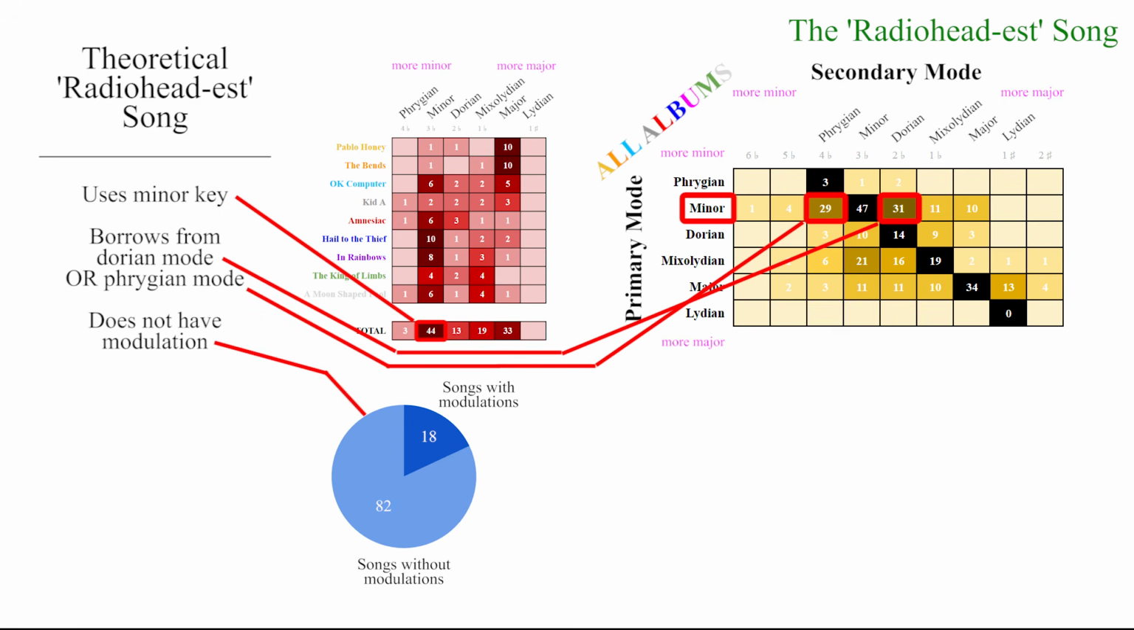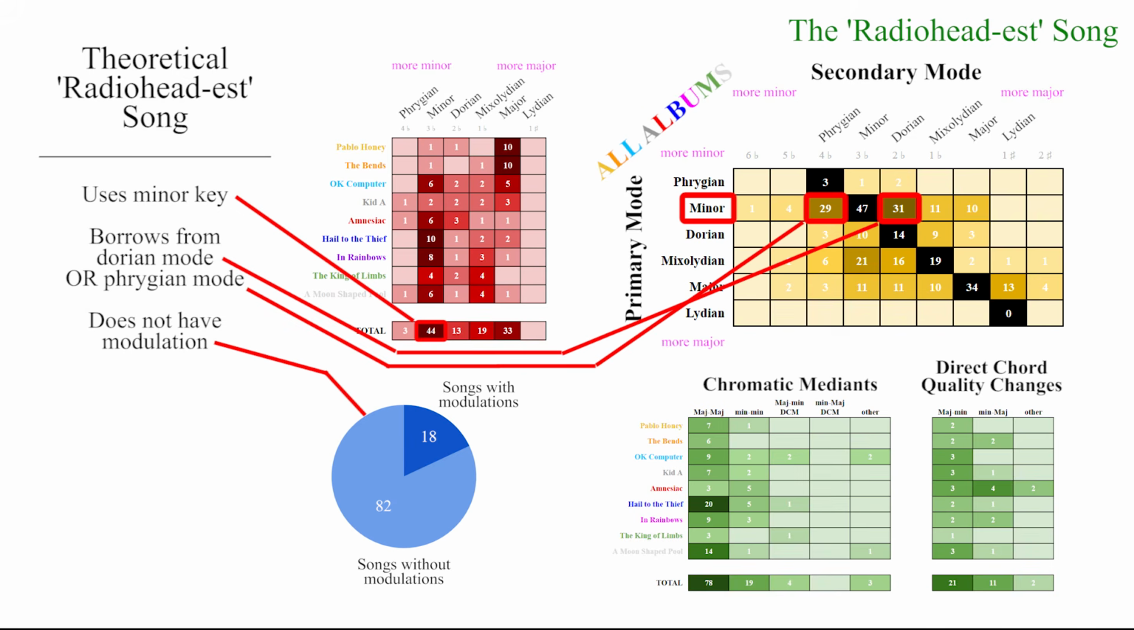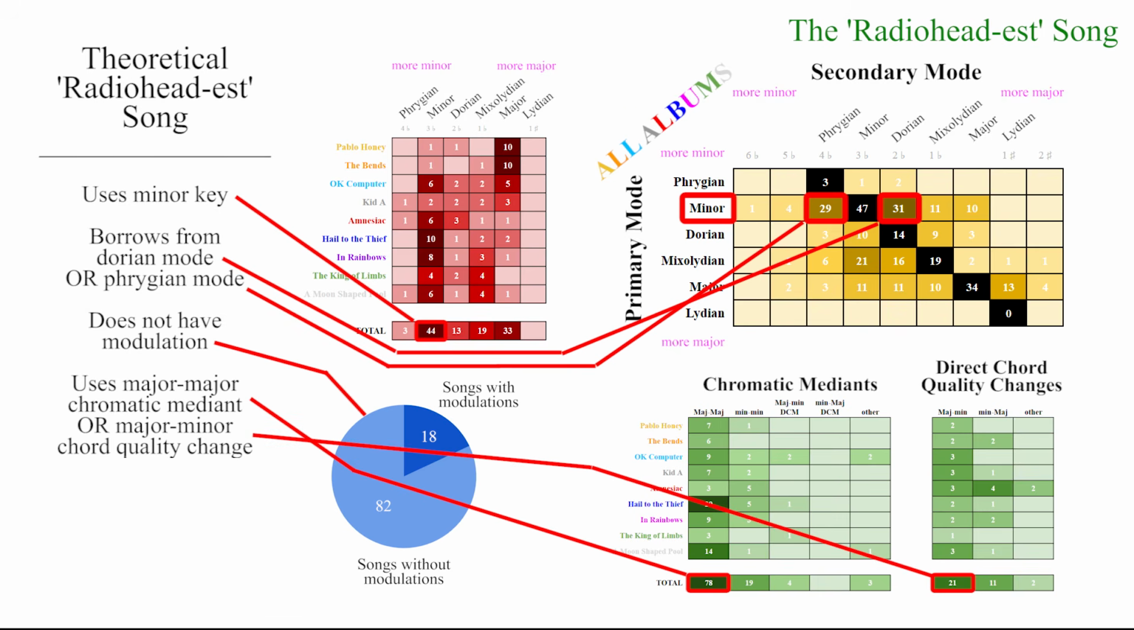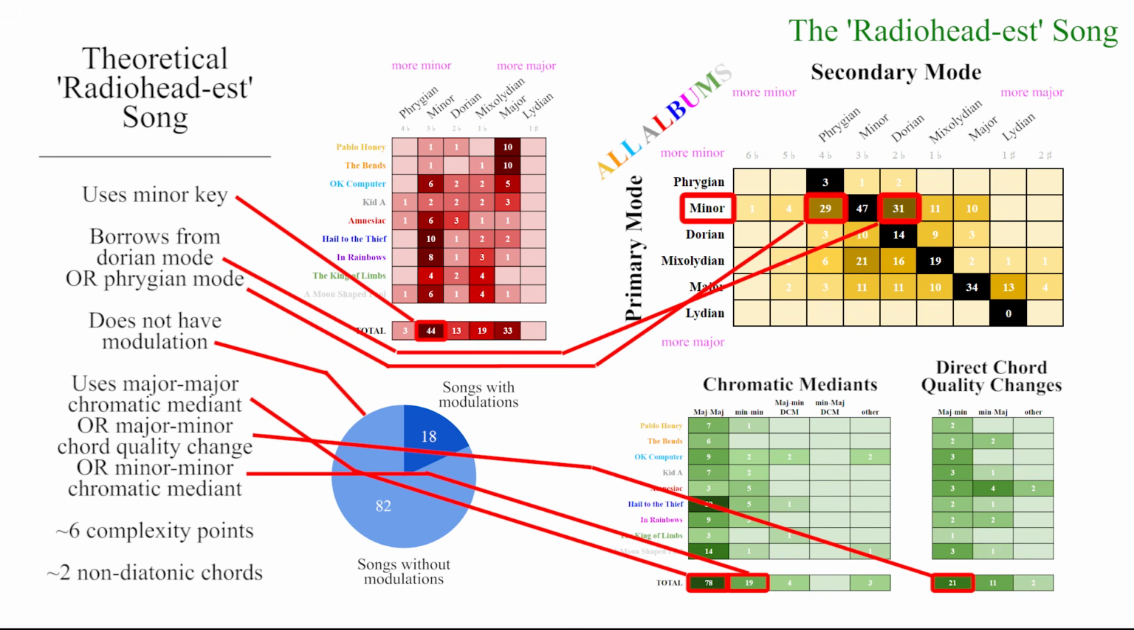And then, looking at the trends in non-diatonic movements, the most common by far is the major-to-major chromatic mediant, occurring 78 times. In a distant second is the direct major-to-minor chord quality change at 21 times, and then at a very close third is the minor-to-minor chromatic mediant at 19 times. We could also stipulate that the Radiohead-est Song matches the average number of complexity points per song, close to 6, and the average number of non-diatonic chords in a song, close to 2.